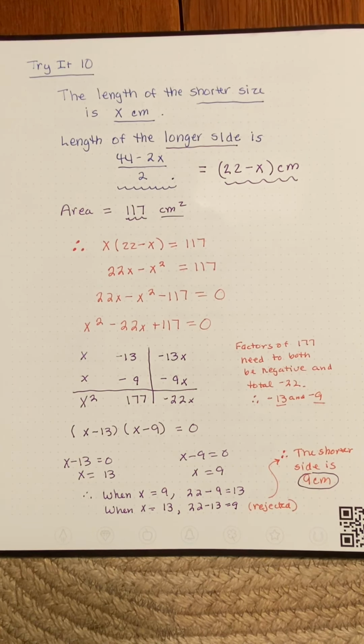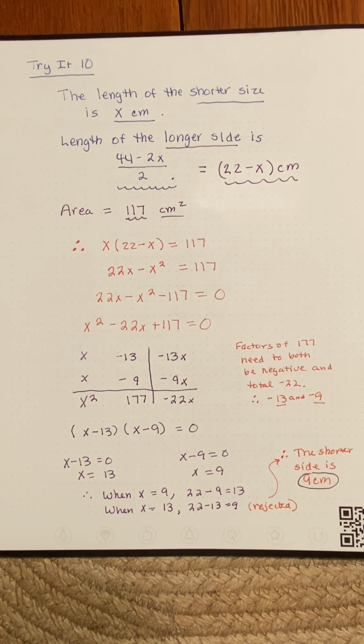Going over this one more time in terms of X. The perimeter is 44. Remember, the perimeter is 2 of the shorter sides. So I take the perimeter, subtract the 2 shorter sides, then I'm left with both of the longer sides. So I'd have to divide it by 2 to get 1 of the longer sides. So that's how I ended up with 22 minus X centimeters for the longer side. The area of this rectangle is 117.